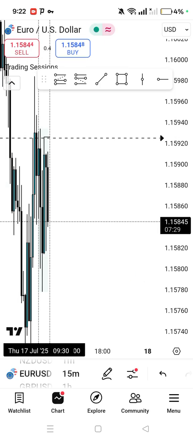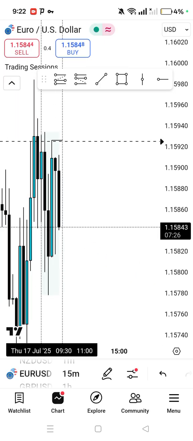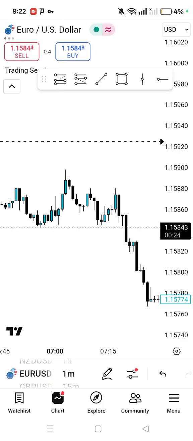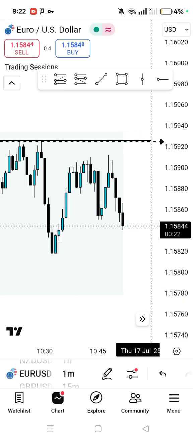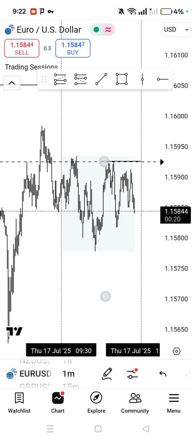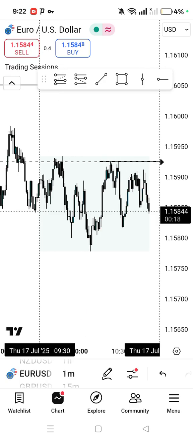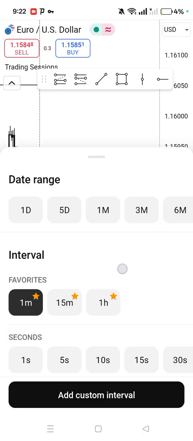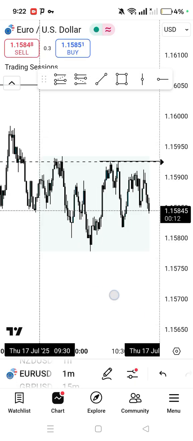What the hell? What is this bearish move down? Dude, I ain't even gonna lie, bro. Price has been consolidating, bro. Price has just been consolidating.